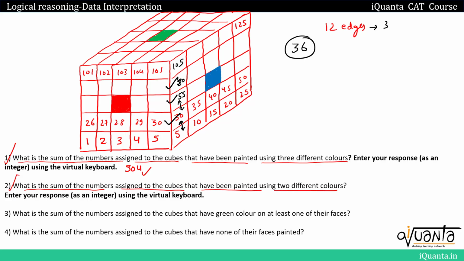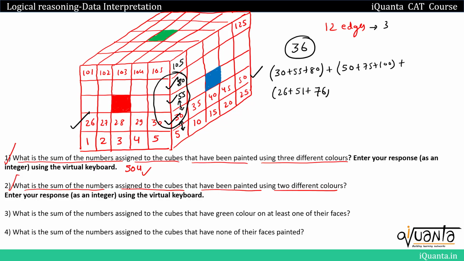So first of all, if I take this particular edge from here, then the numbers on it will be 30 plus 55 plus 80. Then if I talk about this particular edge, the numbers on it will be 50 plus 75 plus 100. Then if I talk about this particular edge from here, I'll have 26, plus 25 will be 51, plus 25, 76. So I'll have 76 here.